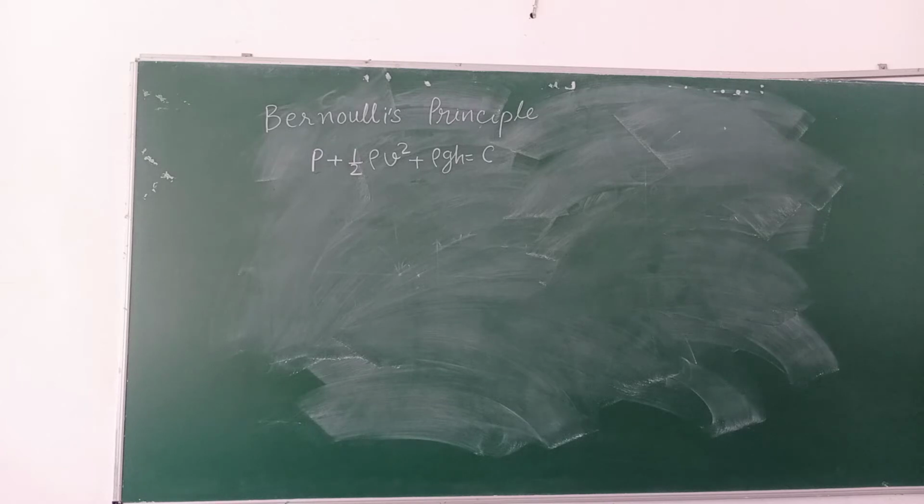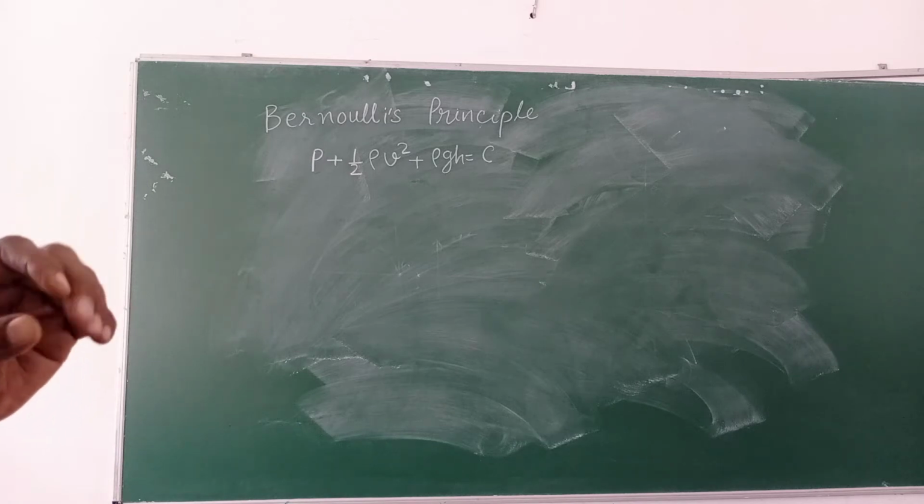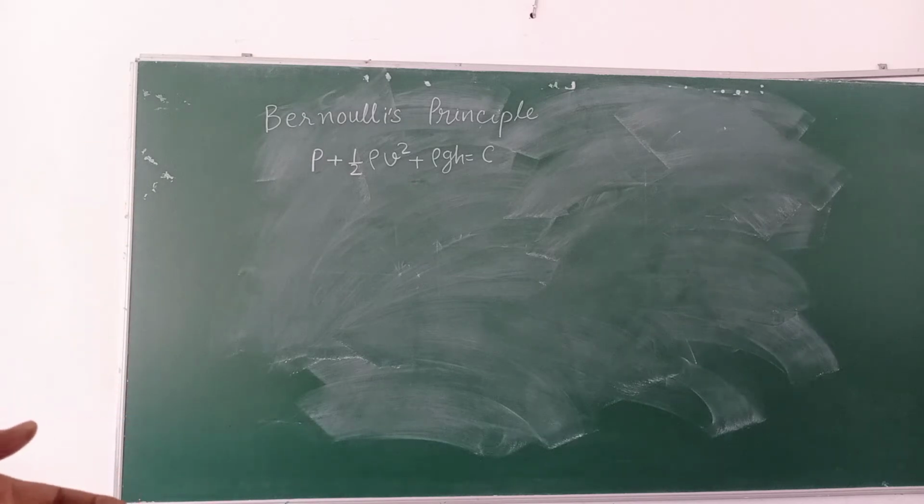P stands for the pressure energy. Half rho V square is the kinetic energy per unit volume, and rho GH stands for the potential energy. And the sum of all three energies is constant in a tube in which a liquid is flowing, and that liquid is a non-viscous, incompressible liquid.